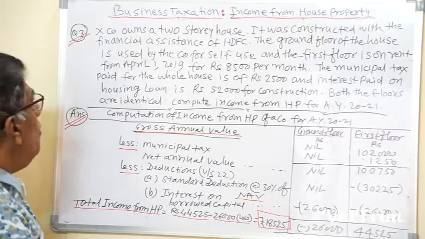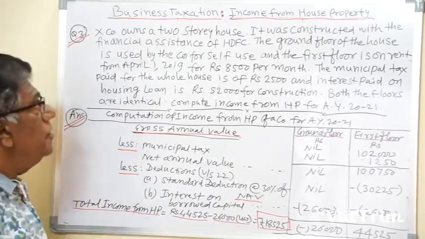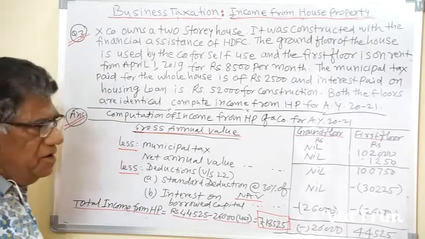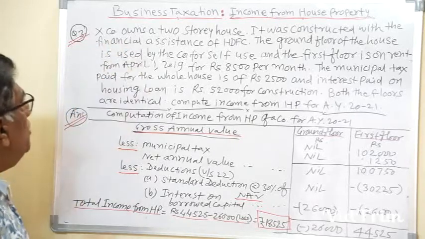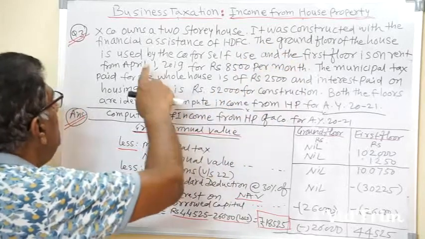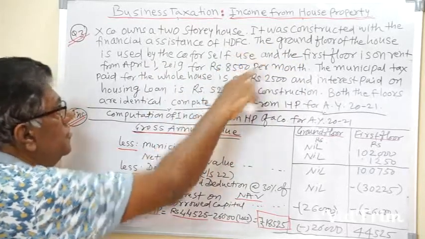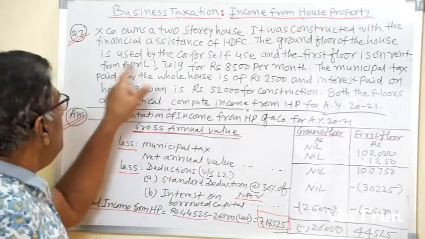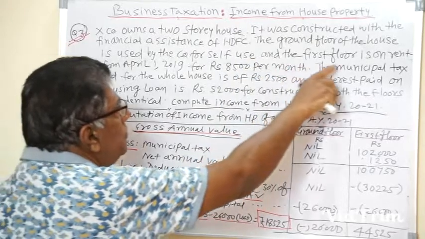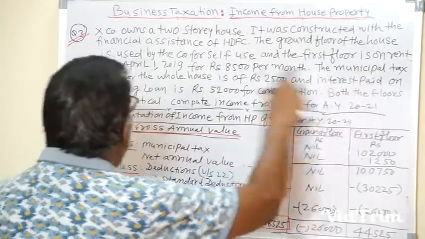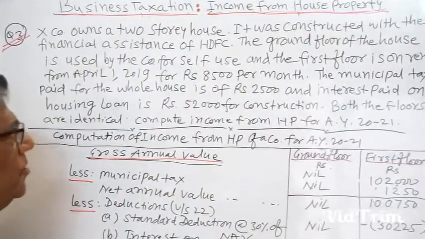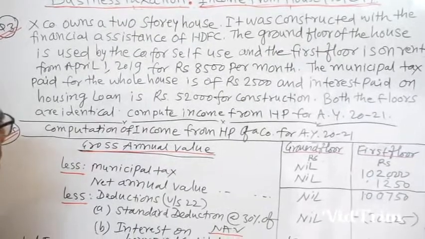Now, today we'll go for the problem concerning income from house property. Question number 3. X company owns a 2-story house. It was constructed with the financial assistance of SDFC. The ground floor of the house is used by the company for self-use and the first floor is rented. It means here both self-occupied property and let-out property are to be considered.